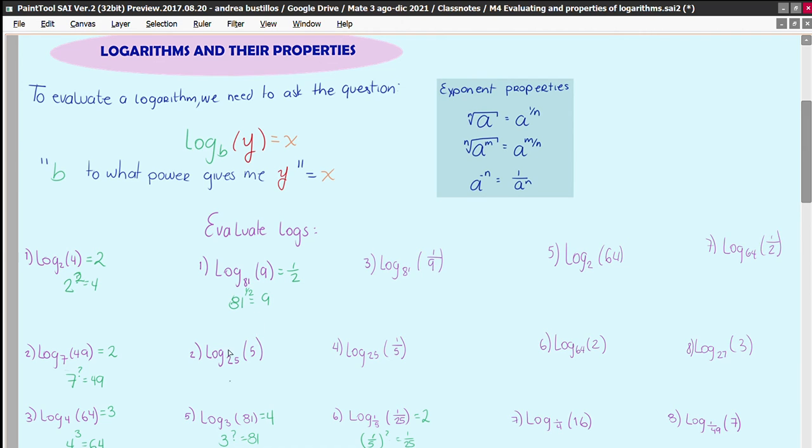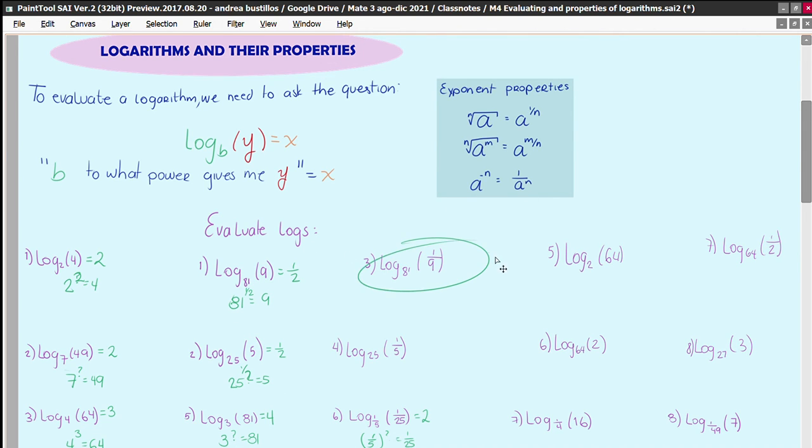In this example, 25 to what power gives you 5? Again, notice that your base is bigger than your argument, and you know that the square root of 25 is 5, meaning that the exponent at which you have to raise 25 to obtain 5 is 1/2. Why? Because the square root is the same as the power 1/2.